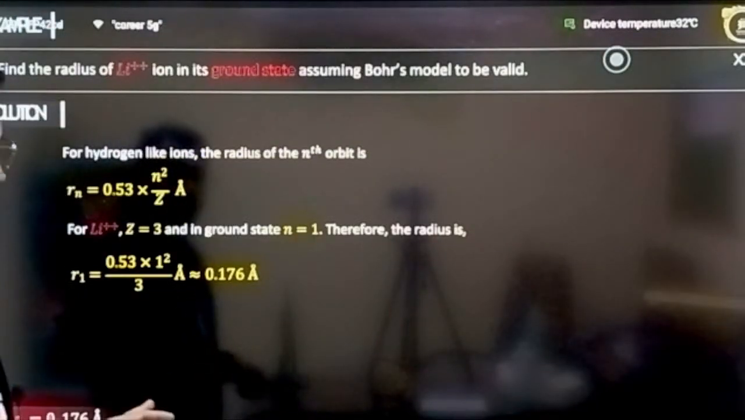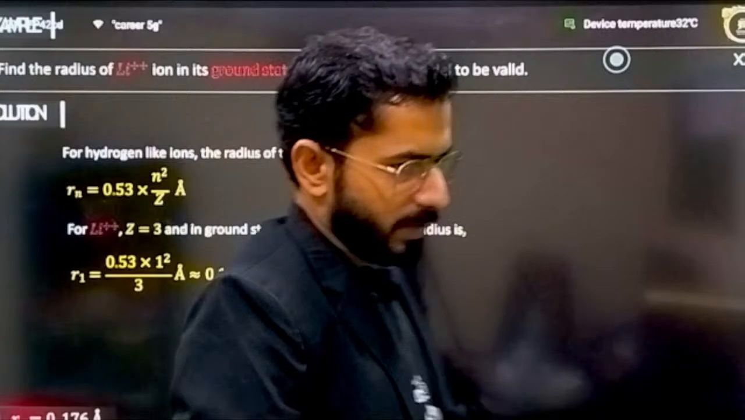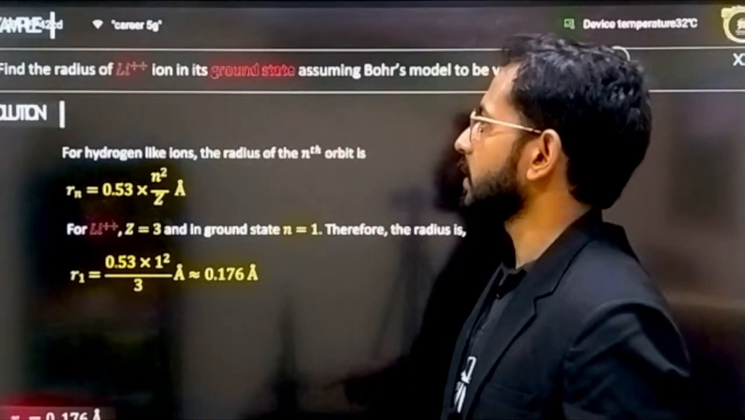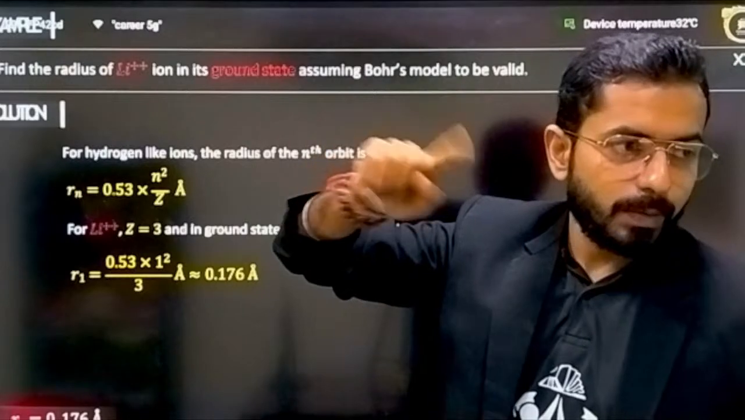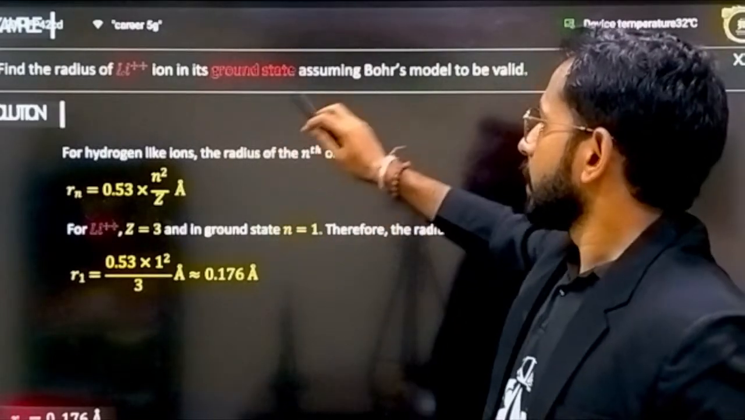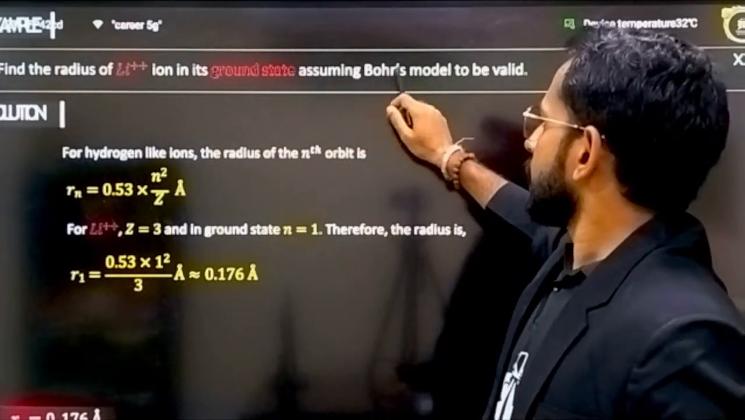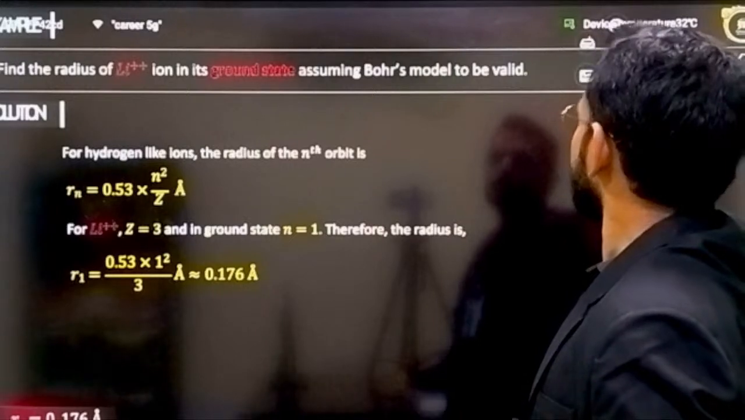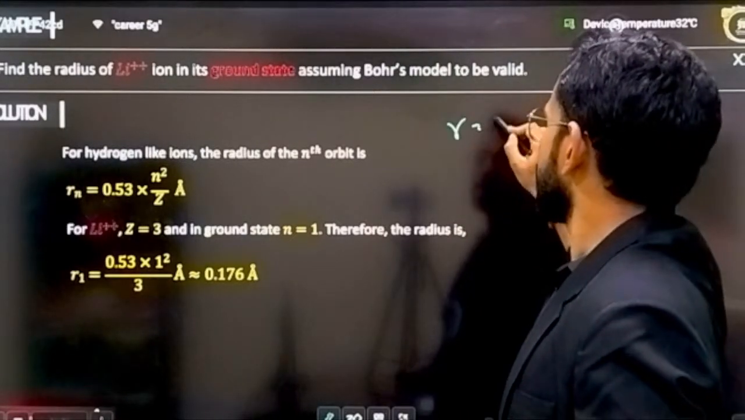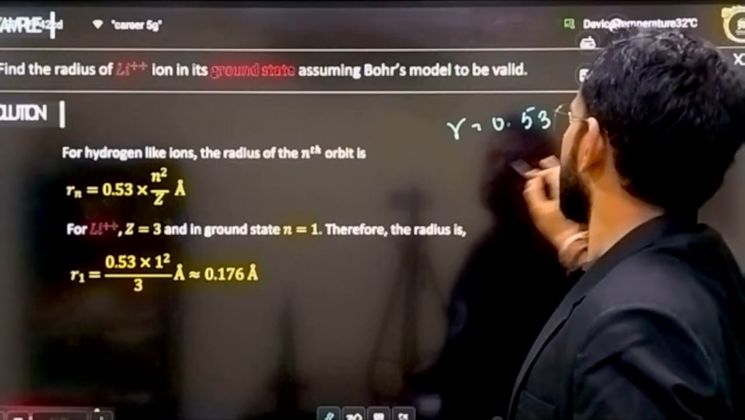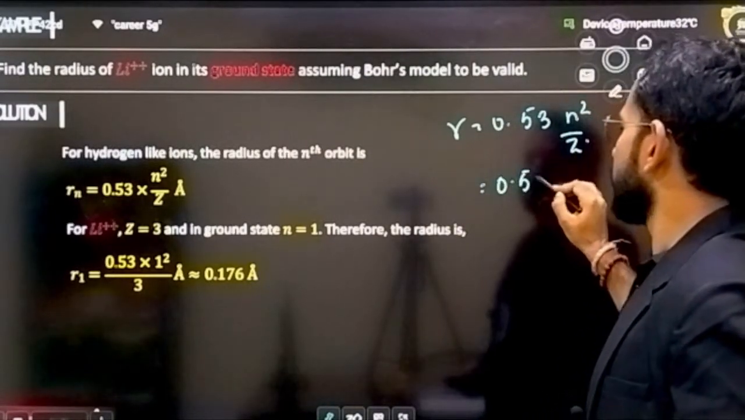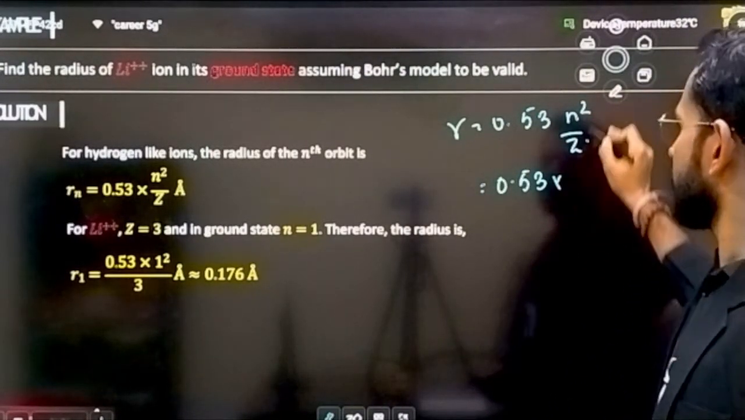Now before that, there is a basic question. See what the question is, just a formula application, nothing else. Find the radius of Li plus plus. Why is it written like this? It will again become a hydrogen-like atom, and in the ground state, assuming the Bohr model to be valid, you have to calculate the radius. The radius is 0.53 n square by Z.